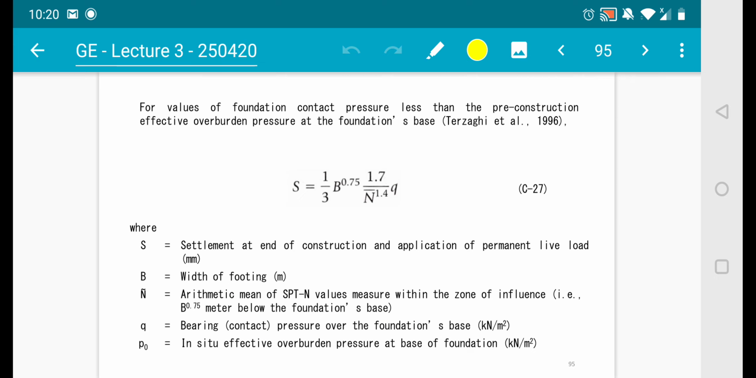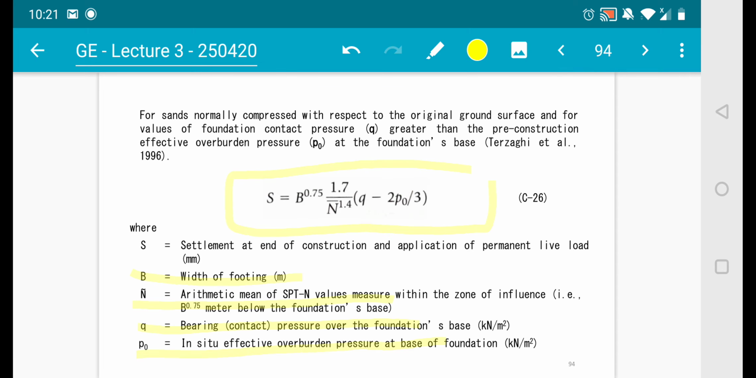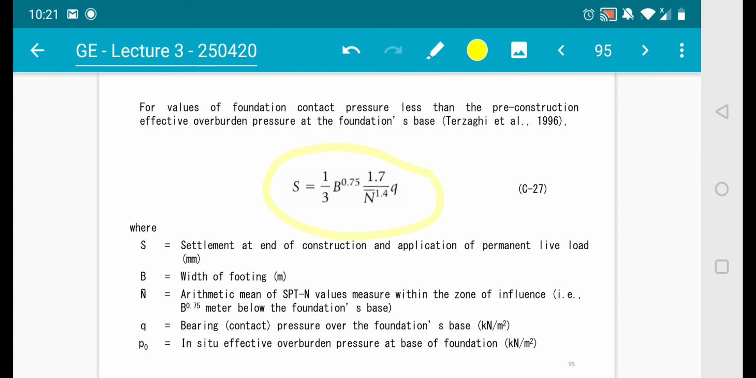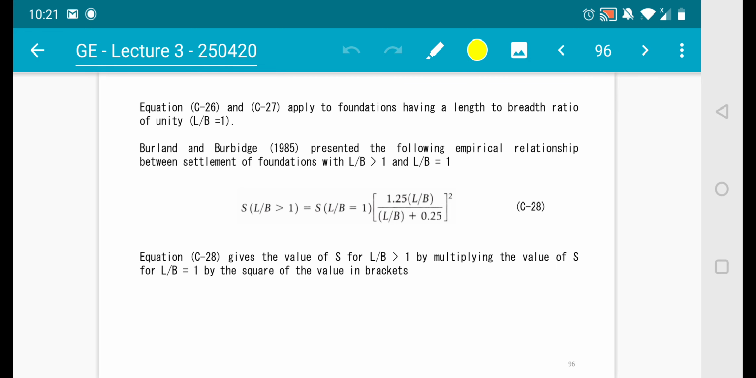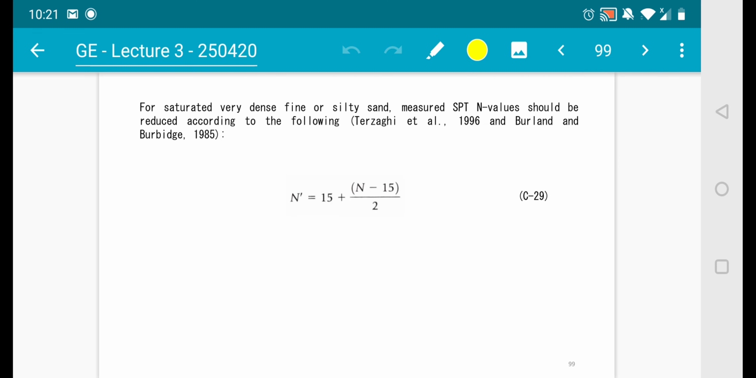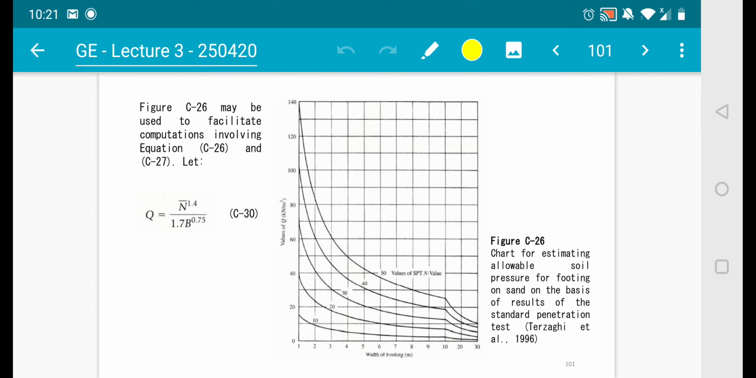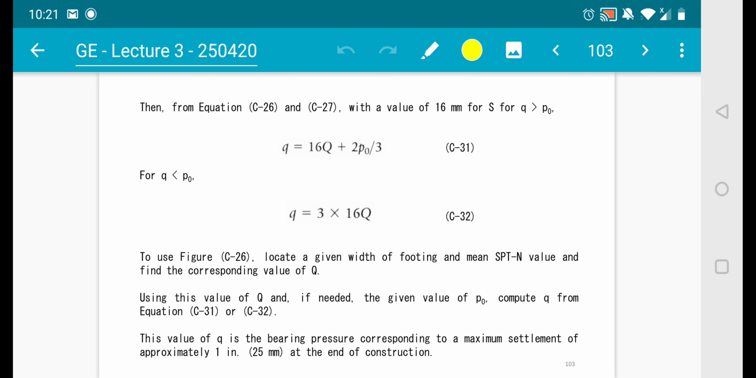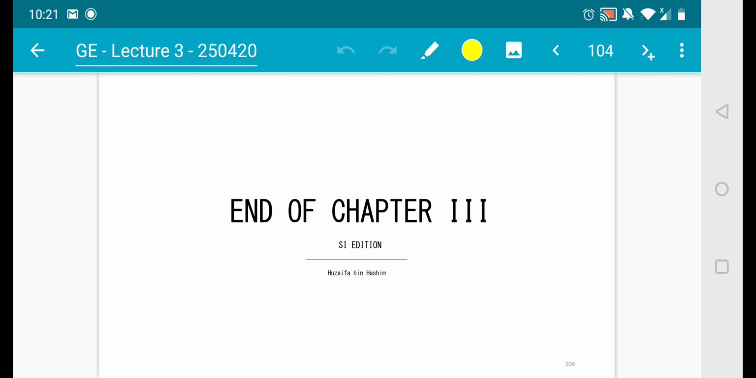Okay. Now, for values of foundation contact pressure less than the pre-construction effective overburden pressure at the foundation base, settlement is given by this. So you have one equation C26 and another equation C27. Okay, some established charts, and that's the end of it.